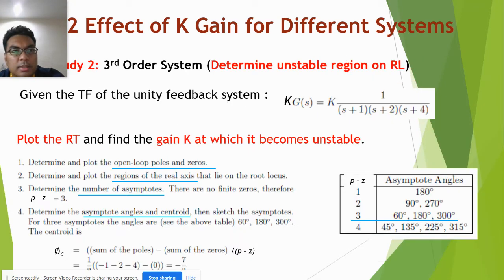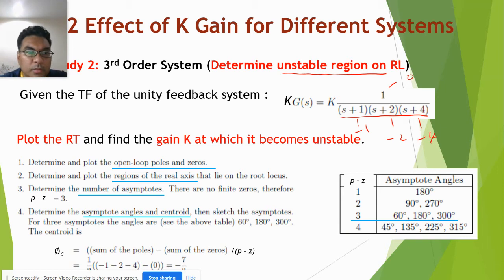Okay, so the next one is a third order system, where you have a higher order system, and the region of the unstable plot can be shown. The question is that we want to determine the unstable region on the root locus. So you have this solution. You know that the poles are equal to -1, -2 and -4, and this is the zeros.